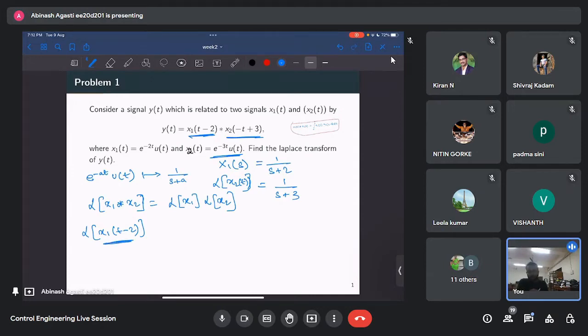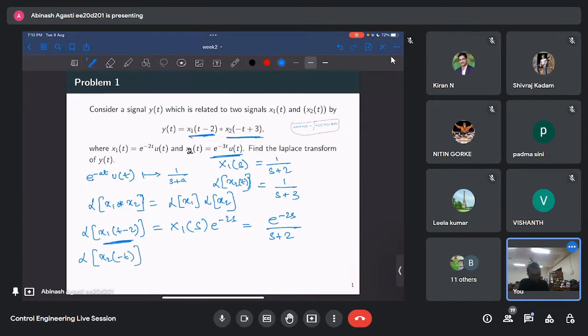Now using the time shifting property, we know for a fact that this is just x1 of s into e to the power minus 2s. So here we have e to the power minus 2s by s plus 2. Similarly, now we want to find out the other signal. So from x2 of t, first we'll find out x2 of minus t.